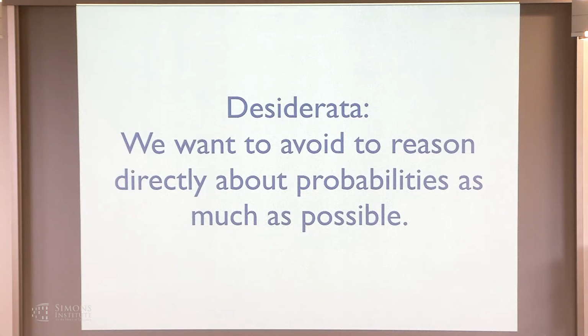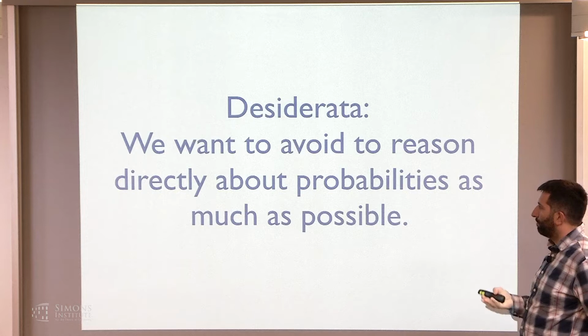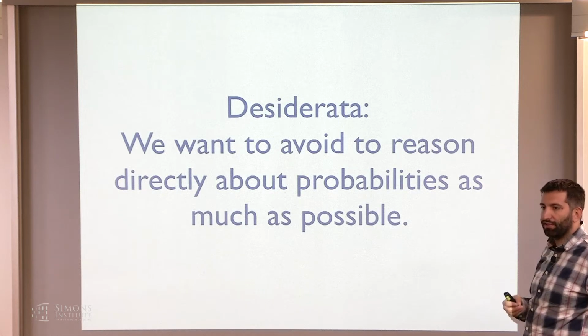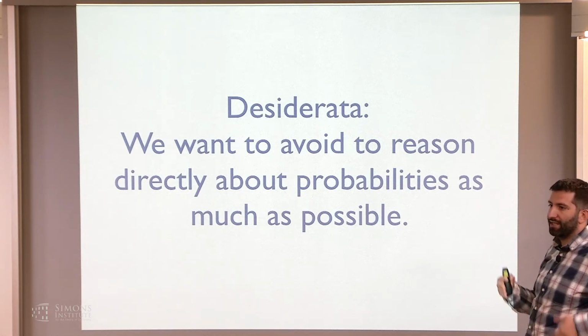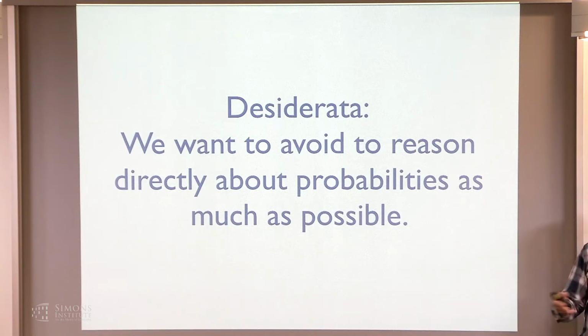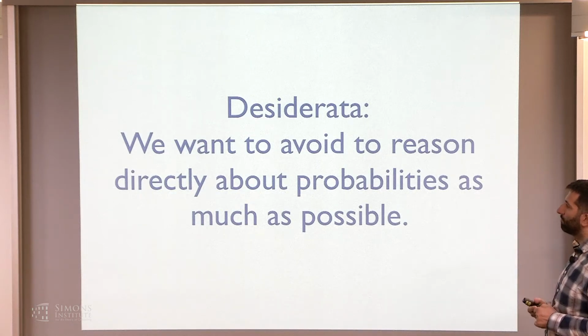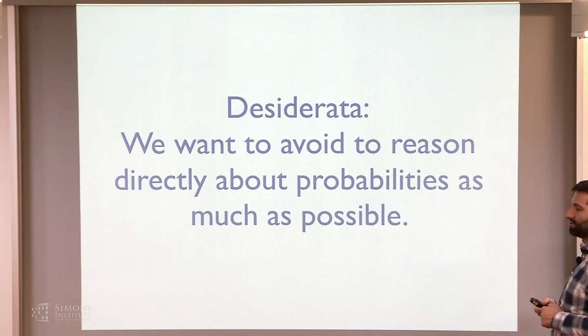Because we use this SMT solver, and as I said, they could reason about probabilities, but it's not clear how to make them efficient and scale to big. Imagine a probability distribution with a very big support. Then we want to avoid as much as possible reasoning about probabilities.